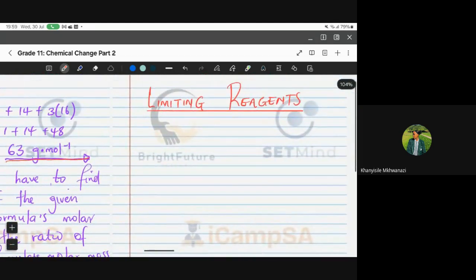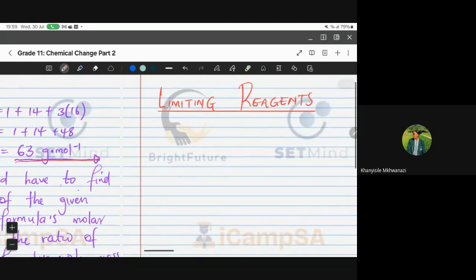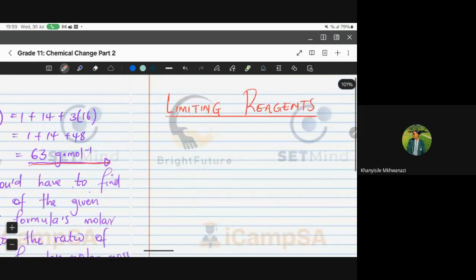Just know that if you're getting chased by a dog, you and your friend, and the dog catches you first, you were the limiting reagent. Why are you getting caught first?